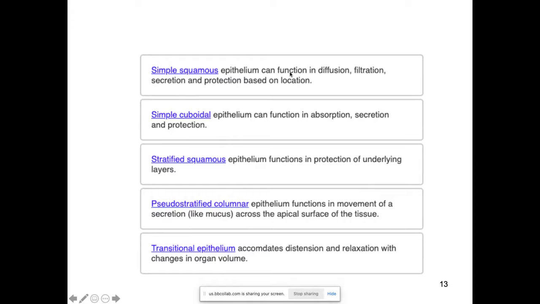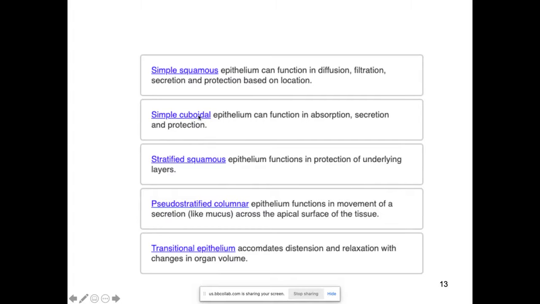So now we have functions. So what are we going to use simple squamous epithelium for? Well, we said diffusion, protection, filtration, secretion. So we're going to have simple squamous epithelium that are used primarily for those functions. Diffusion, again, is crossing through the membrane.